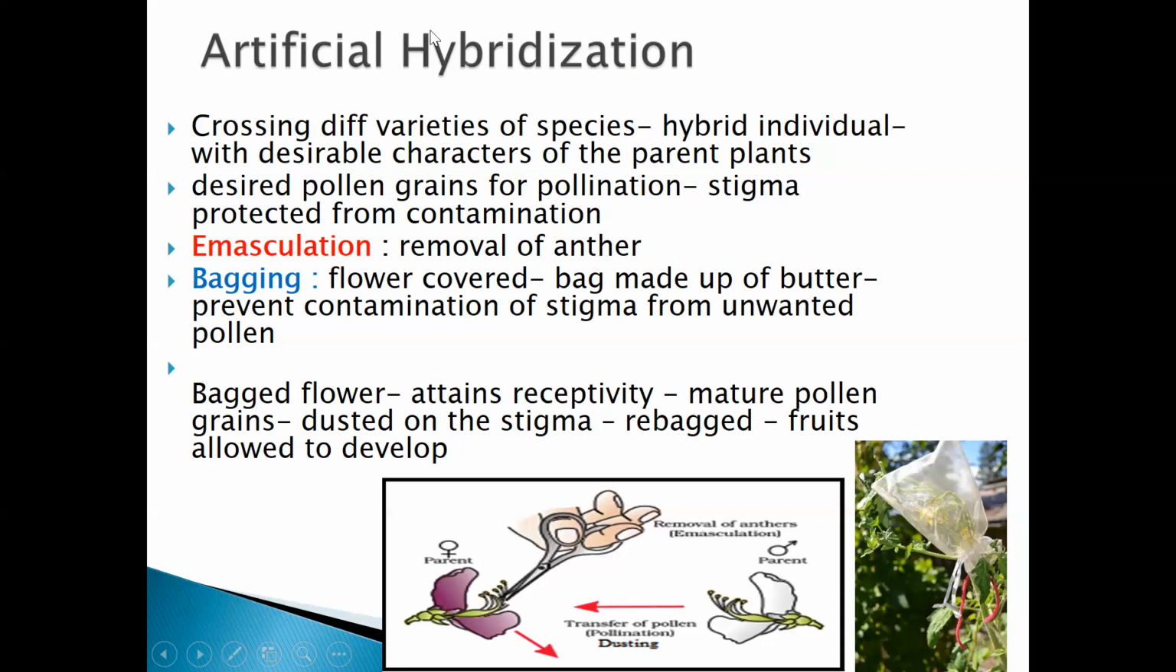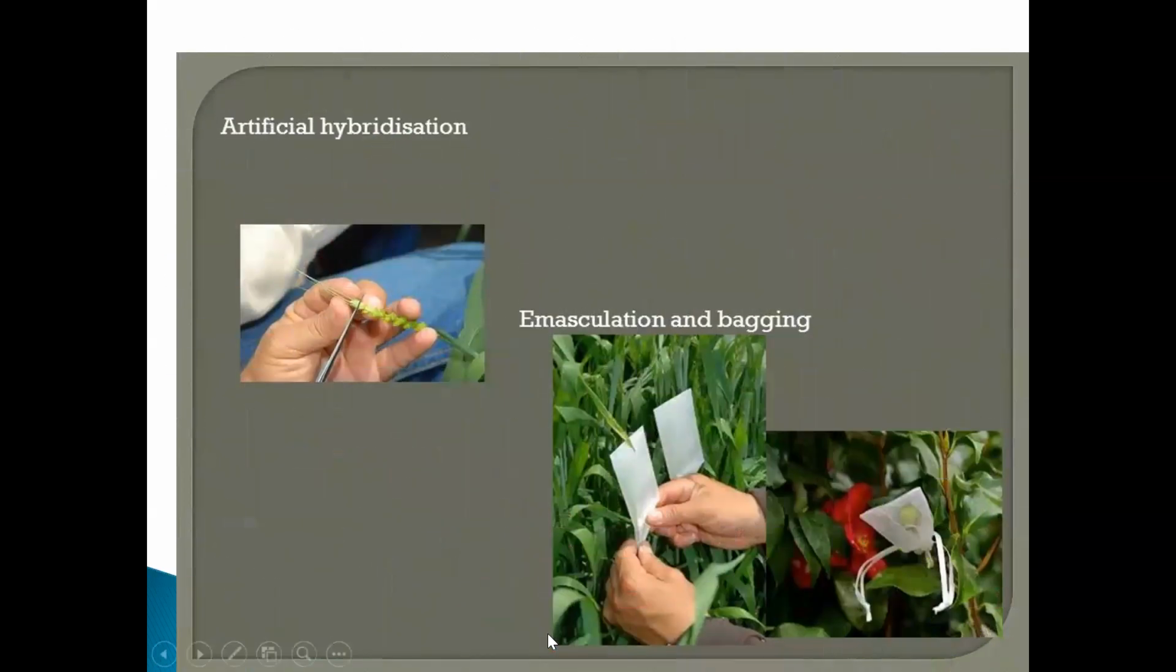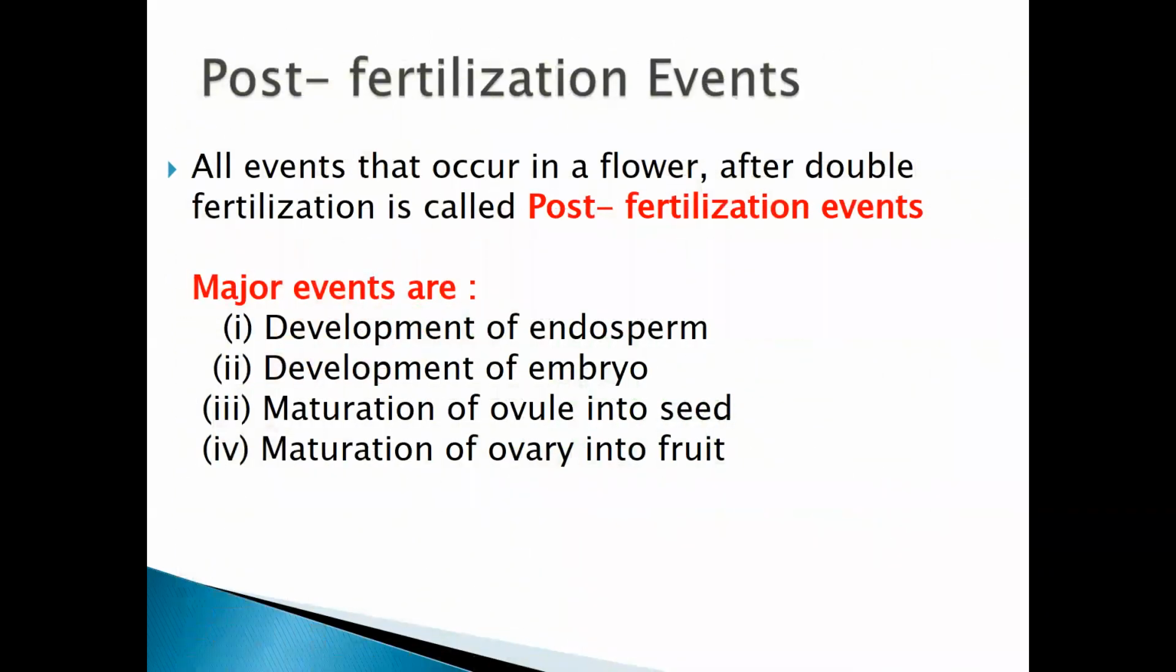So this is the process of artificial hybridization, students. It is one of the important questions, asked time and again in question papers. Definitions are asked, the different steps have been asked, so remember this image. Also write down this process so that it becomes easy for you. Clear?